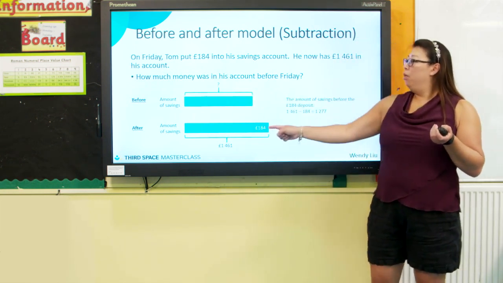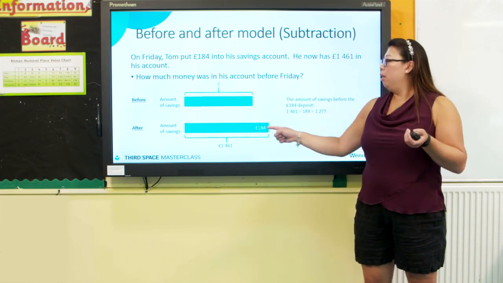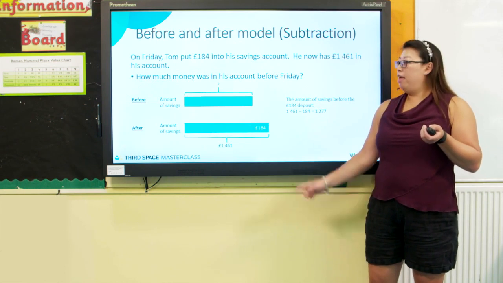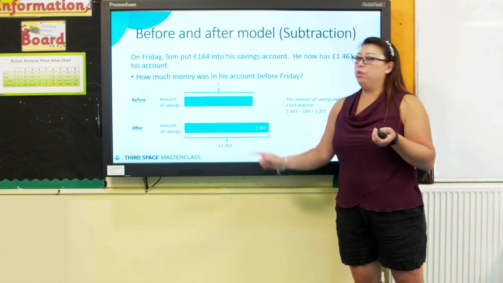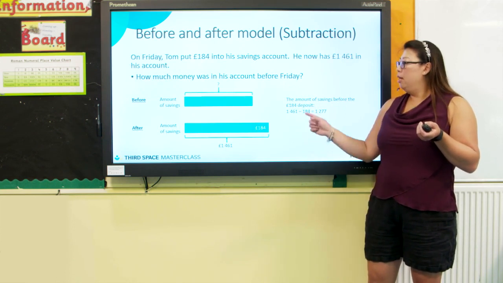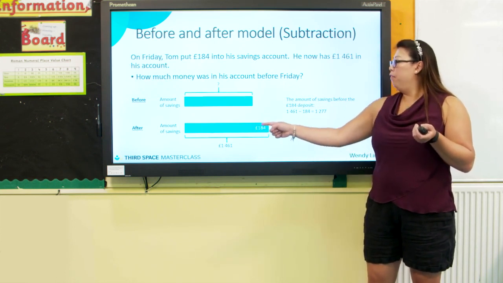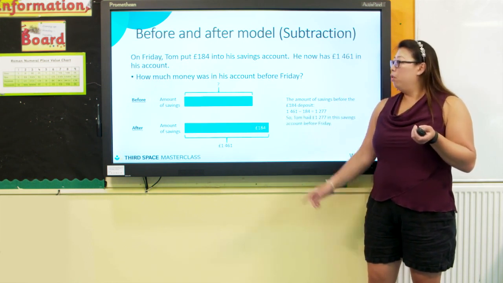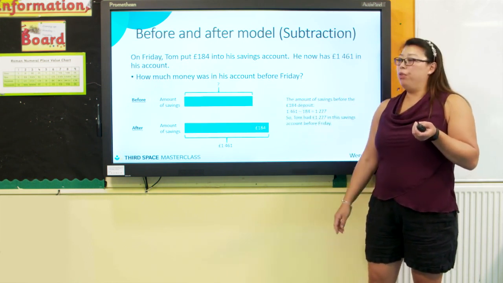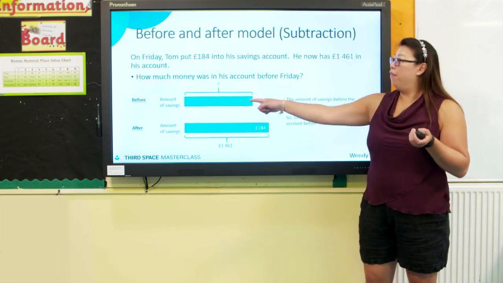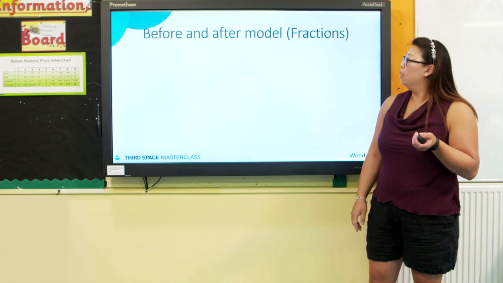So again, we know that the total of these 2 parts is £1,461. Therefore, for this part, we can do a simple subtraction calculation. 1,461 subtract the £184 is 1,277. Therefore, Tom had £1,277 in his savings account before Friday.